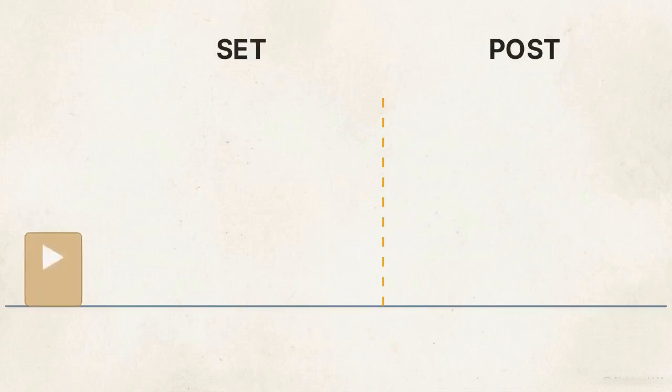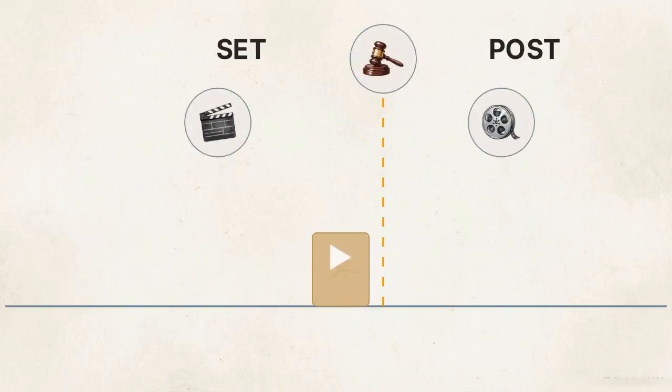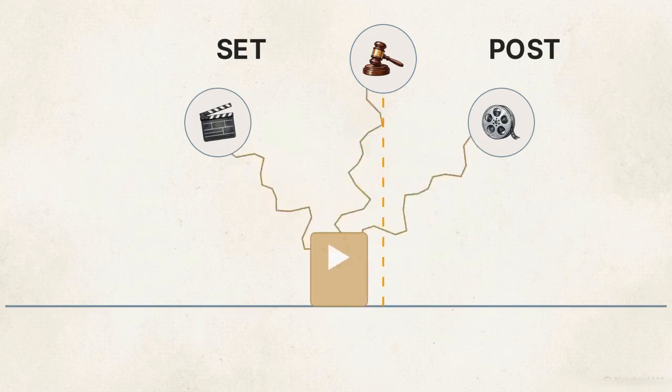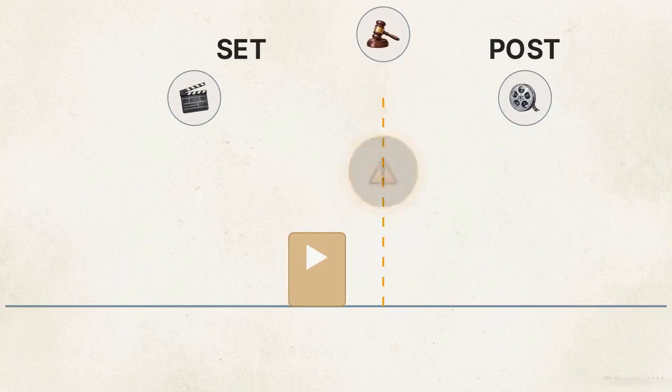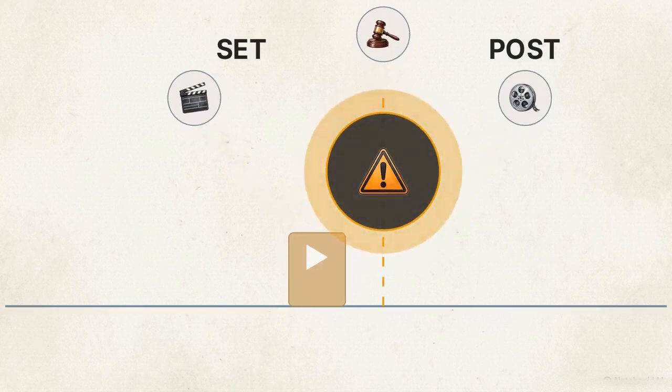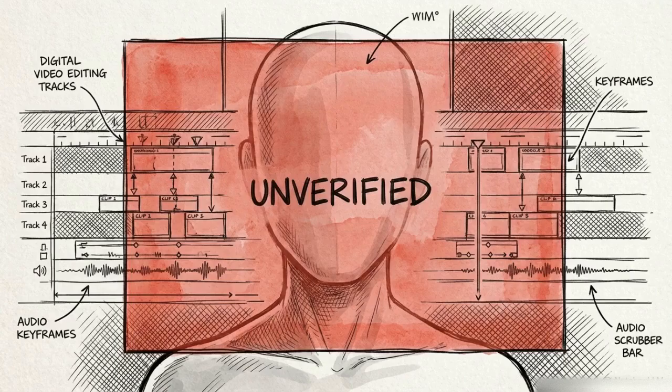Every time an asset moves from set to post, someone has to manually cross-reference the video file with the camera log, the legal clearance, and the post-production notes. Separating physical logistics and legal rights from the digital master introduces severe financial risk. If a post supervisor cannot instantly verify that a specific actor in a rough cut has signed their SAG-AFTRA clearance, the entire delivery schedule halts.